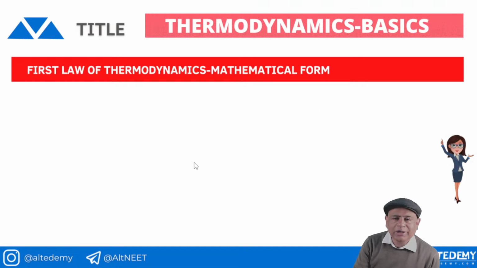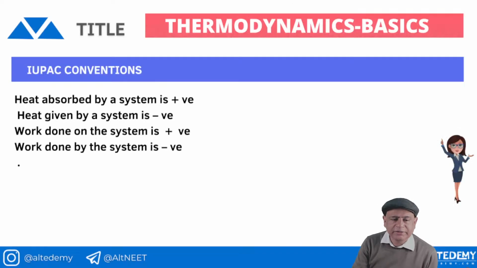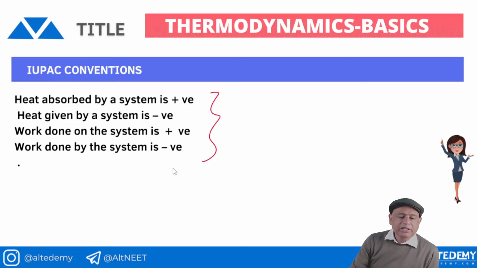The mathematical form I just explained very briefly: delta H is equal to delta E plus P delta V. I have written this convention in chemistry very formally. Heat absorbed by a system, or heat given to a system, is called positive. Obviously, the opposite, heat given by a system, is called negative. Work done on the system is positive. Work done by the system we call negative.